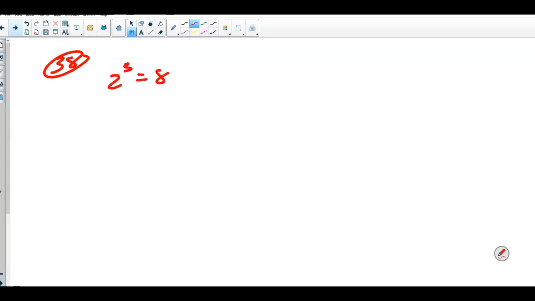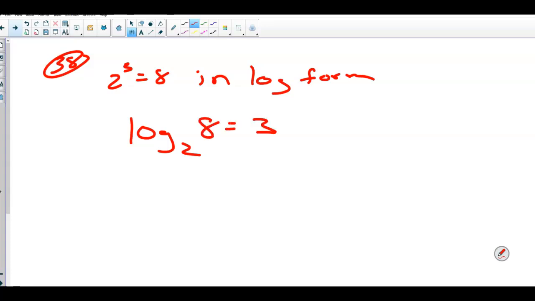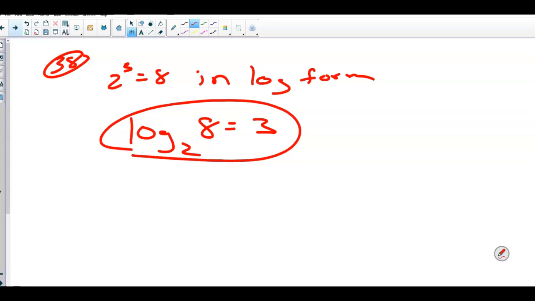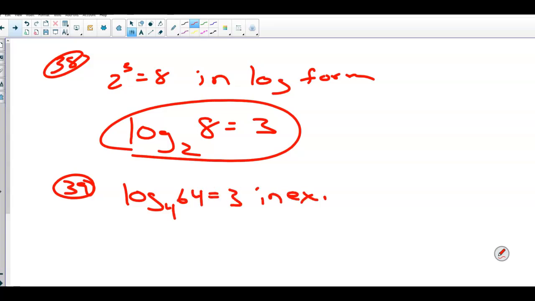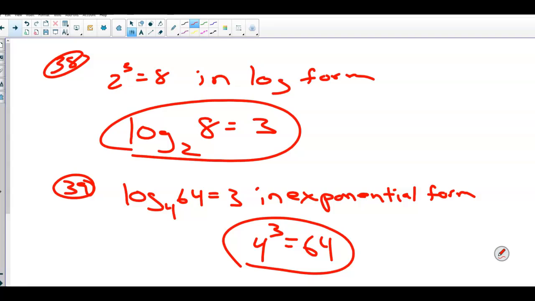2 cubed equals 8 in log form is log base 2 of 8, and it's always equal to the exponent. 39, log base 4 of 64 equals 3 in exponential form. That's going to be 4 cubed equals 64. And that's our answer.